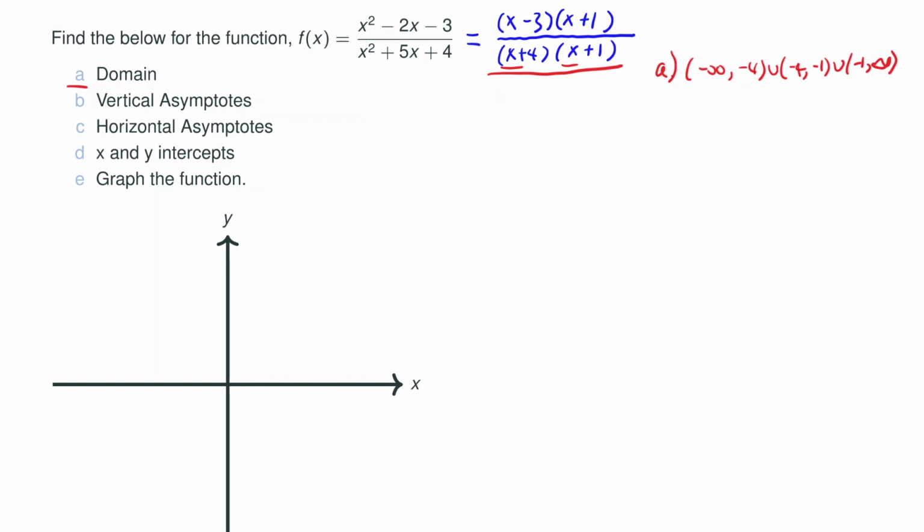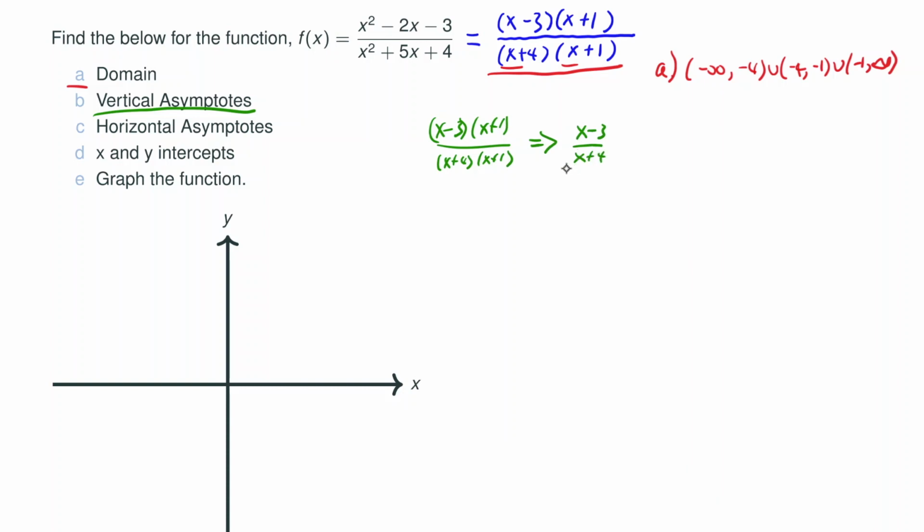Now, when we're finding vertical asymptote, for purpose of finding vertical asymptote, we can cancel out common terms from top and bottom, if there are common terms. So for vertical asymptote, we have this as a function. Again, this is just for vertical asymptote. We can cancel out, you know what, x plus 1 cancels out. So we have x minus 3 over x plus 4.